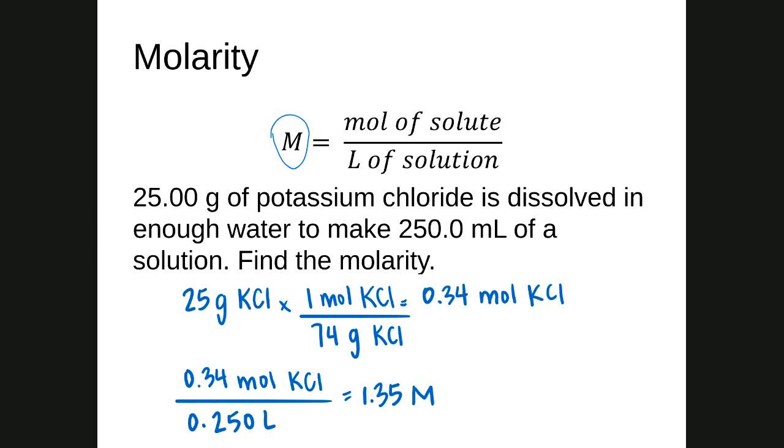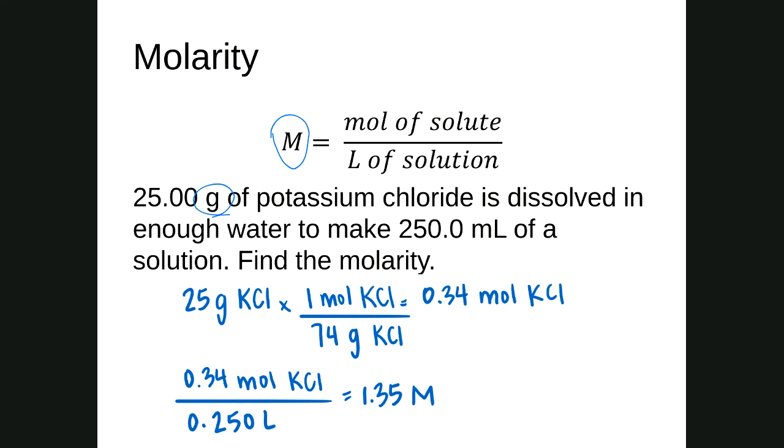So it says here, if we have, again, 25 grams of potassium chloride dissolved in enough water to make 250 milliliters of a solution, let's find the molarity. So what we would do first is convert our grams into moles. And we know how to do that. We looked at that in chapter 6. So from your periodic table, you would find the molar mass of the potassium chloride, which we find is 74. Divide those two, and we get 0.34 moles of potassium chloride.